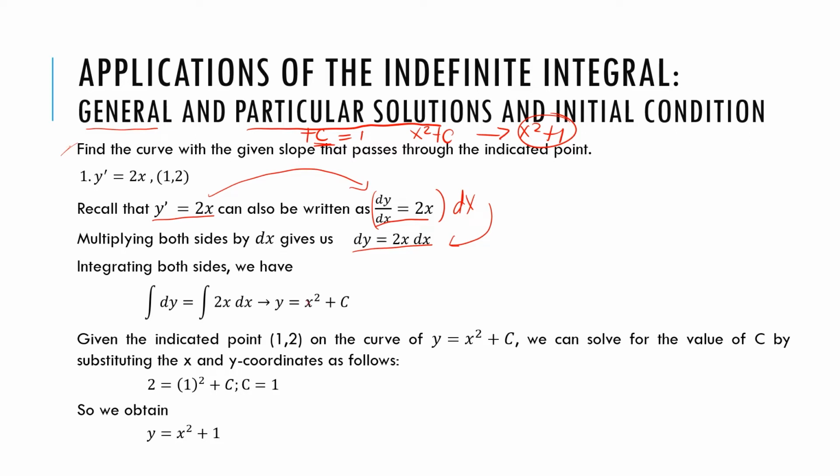Then, given the indicated point, yung 1 and 2 natin, ito yung x and y natin. On the curve of y is equals to x squared plus c, we can solve for the value of c by substituting the x and y coordinate. So, 2 yung y is equals to 1 squared plus c. So, by algebraic manipulation, we can get c is equals to 1. So, we obtain y is equals to x squared plus 1.